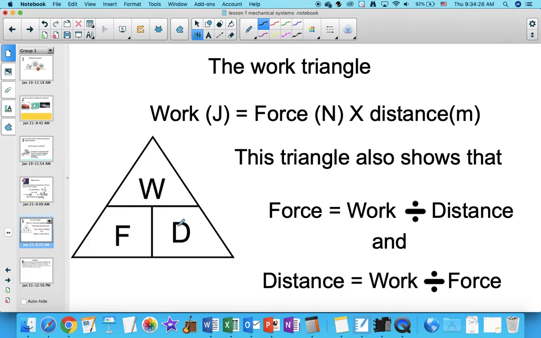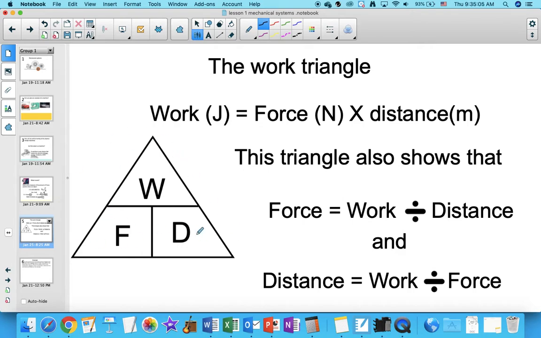So I have this triangle, right? Work equals force times distance, right? So again, just like with any of the other triangles, whatever the question's asking, if it's asking for work, you cover up work, right? And you can see these two next to each other, so that's multiplication. If it's asking for distance, you cover up distance, and it's work over force. And if it's asking for force, you cover up force, and it's work over distance. So this triangle will help you solve these calculations. And so you don't have to memorize the equation, you just have to memorize the triangle.